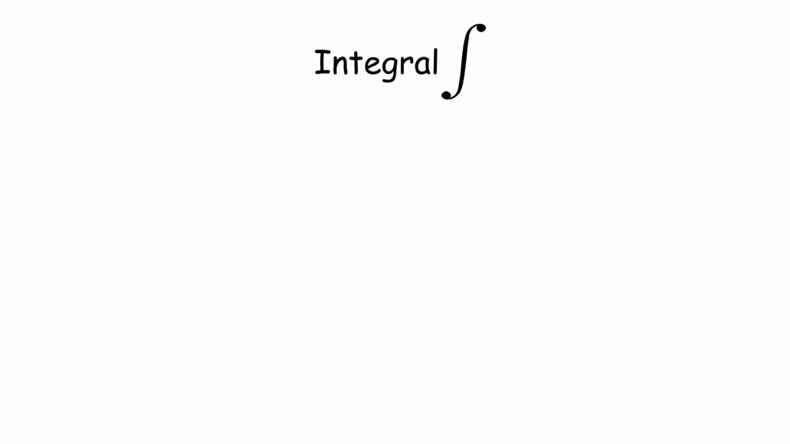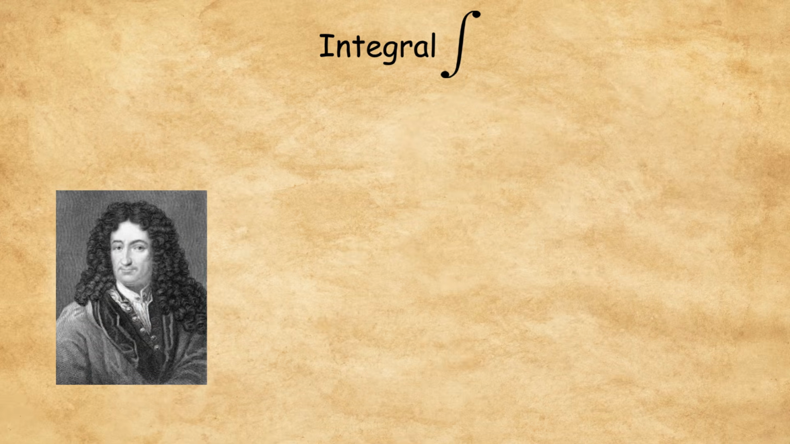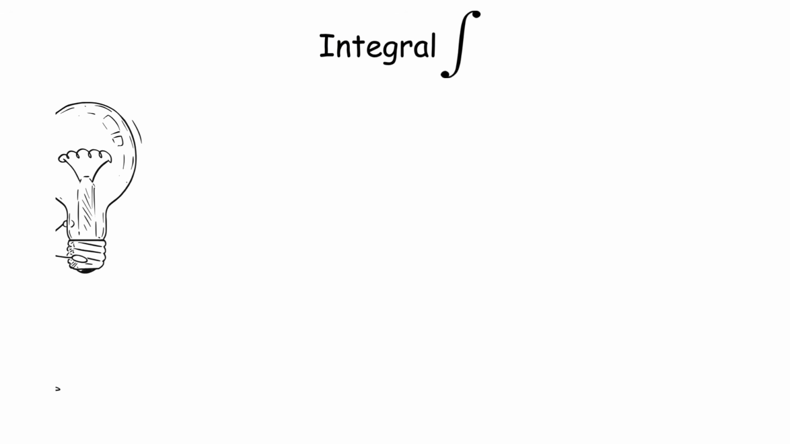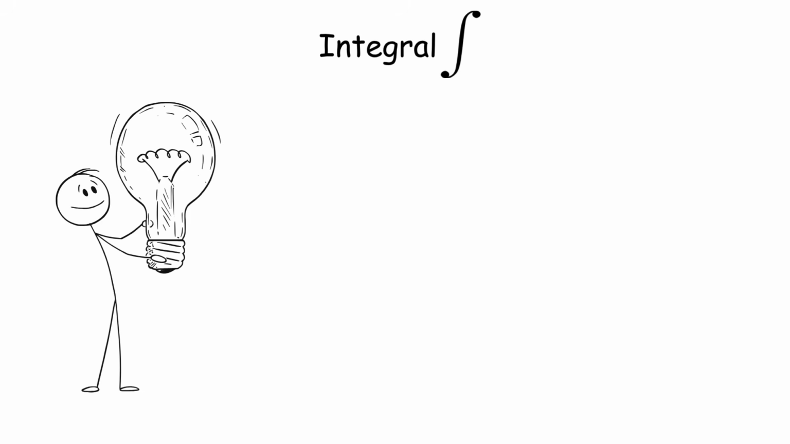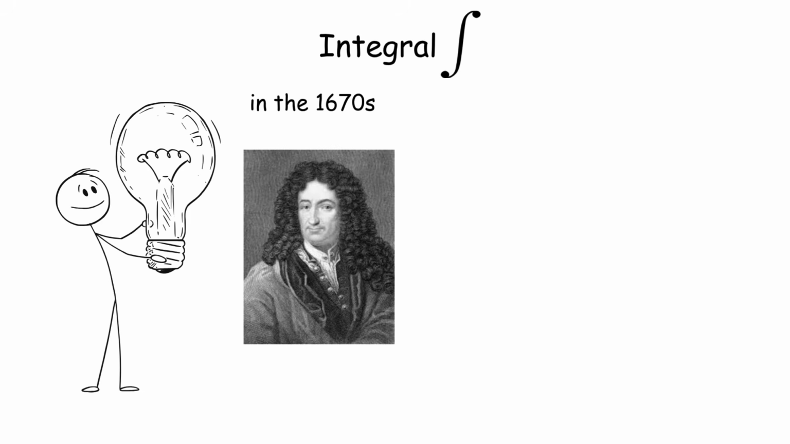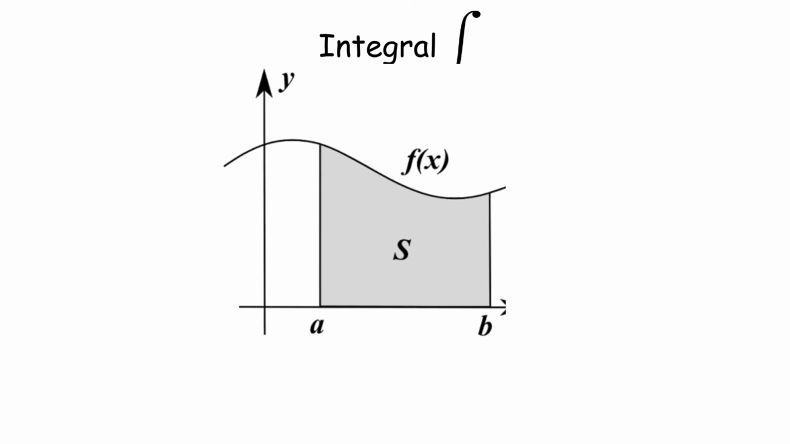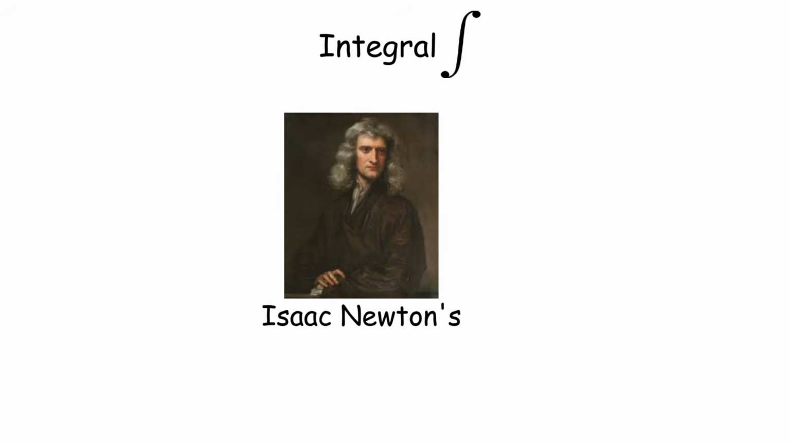The integral sign. Gottfried Wilhelm Leibniz needed a way to represent adding together infinitely many infinitely thin slices of something, the core idea behind integration. So in the 1670s he stretched the letter S from the Latin word summa, meaning sum, into the elongated symbol still used today. It spread through Europe alongside the rest of his calculus notation, and eventually outlasted Isaac Newton's rival system entirely.